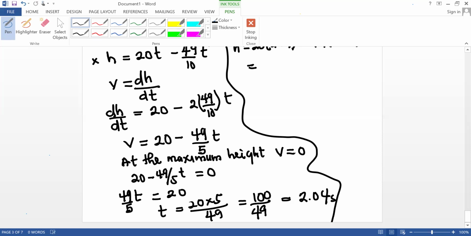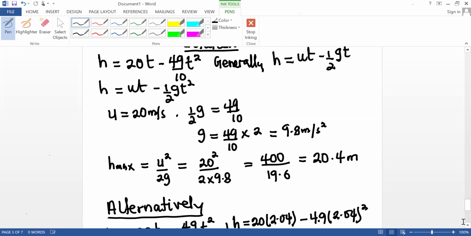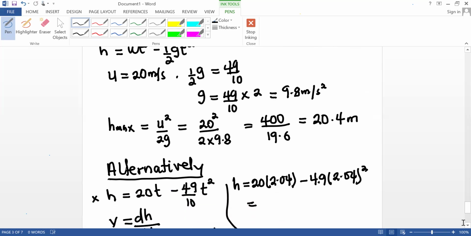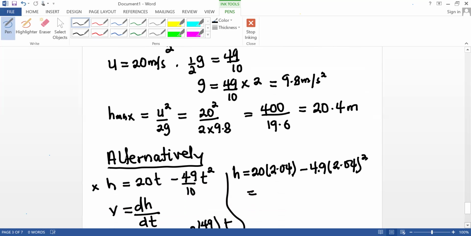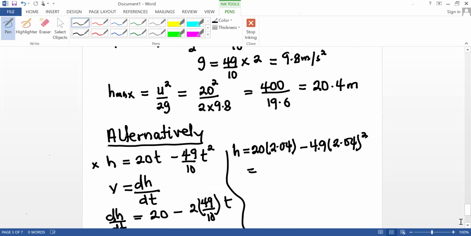Yes, what's the answer? Twenty times 2.04. Then you subtract that. 40.8 minus 20.39. Okay, so I'll put 20.4. And this will also be 20.4, isn't it?